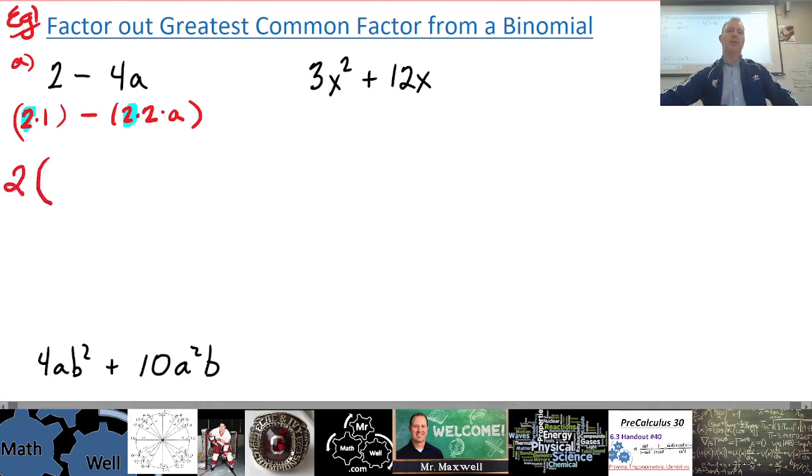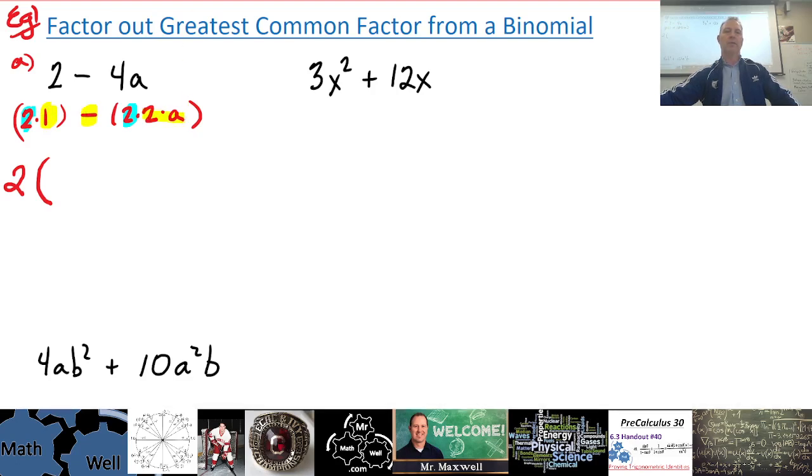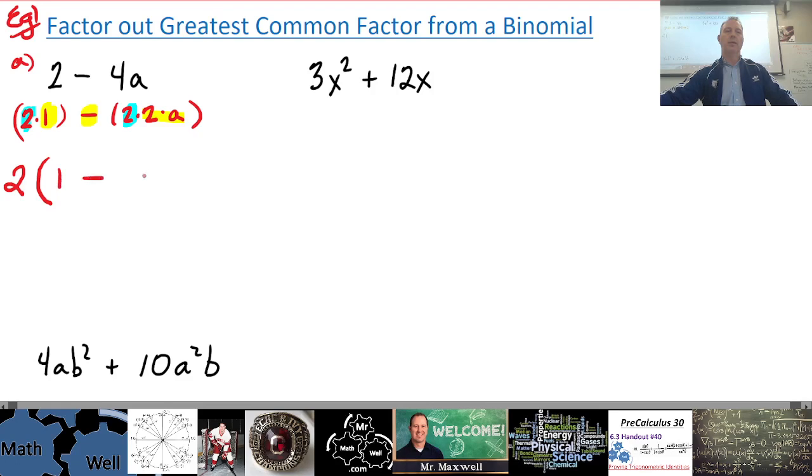So I am going to pull 2 out as a common factor. And now I'm going to write the expression of whatever remains. So I've got 1 minus 2a. That's what remains. 1 minus 2a. And there you go. You've factored the greatest common factor out of this binomial, and that is now completely factored. Okay?